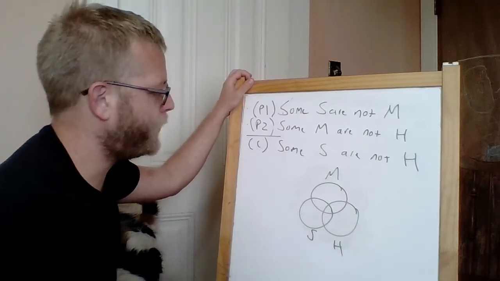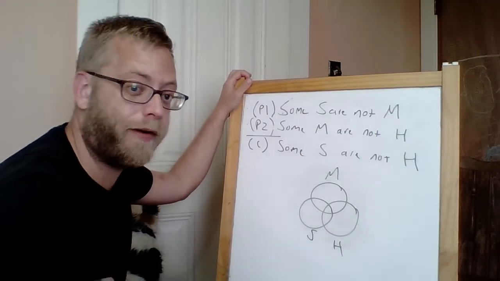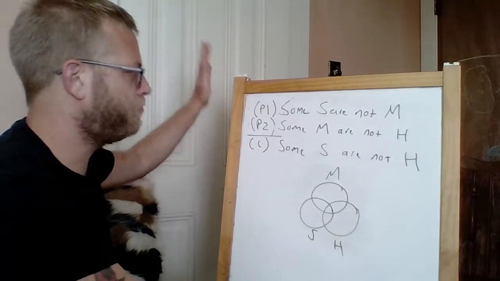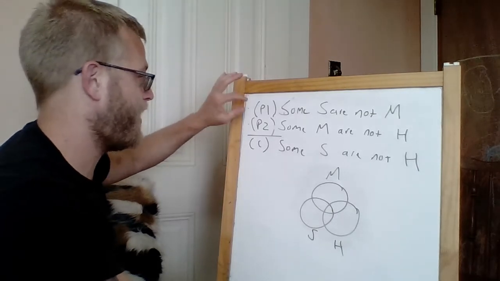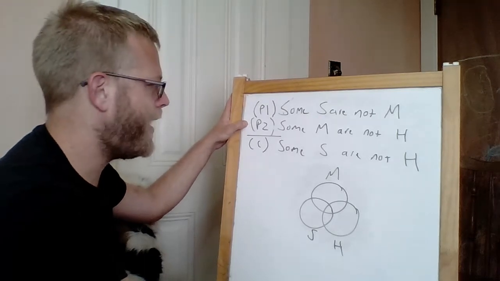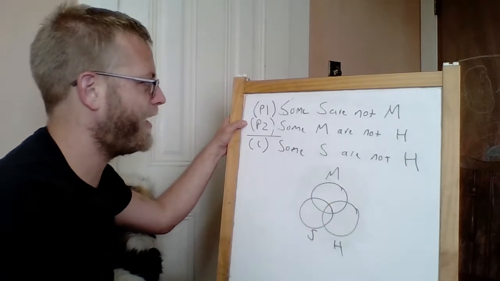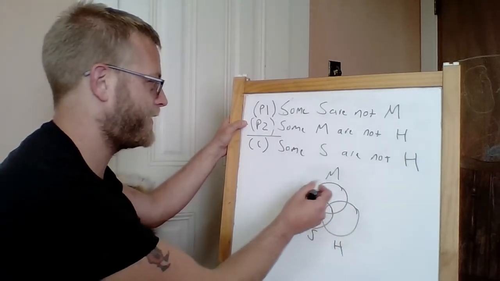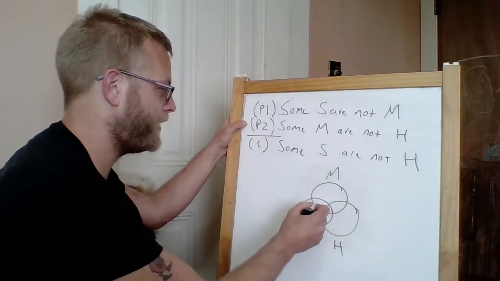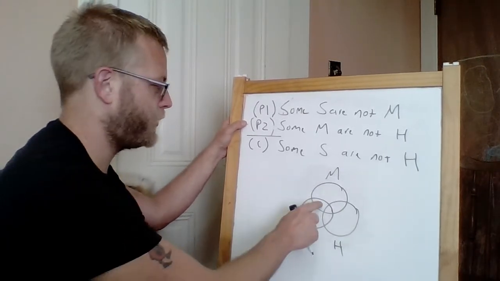Whenever that happens, first see if you can do the other one and see if that helps. Sometimes it might, even if it's not a universal, though I'm not sure about that. At the very least, try to see what happens. For now, we have to skip this one and see if this one is any better. Some M are not H. Well, it's the exact same kind of statement, the same kind of diagram. It means that we have to put an X somewhere in the M circle that's not in the H circle. So somewhere out here, but we don't know if it's here or here. So we're in the exact same position as before.